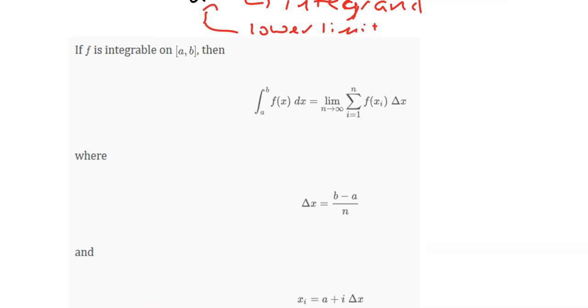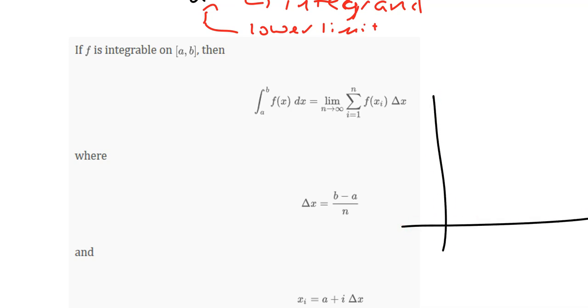So if f is integrable on [a, b], then we have the definite integral from a to b is equal to the limit as n approaches infinity of the sum of i equals 1 to n of f of x sub i delta x, where delta x is (b minus a) over n, and x sub i is a plus i delta x. So picture-wise, this is the same picture we had earlier.